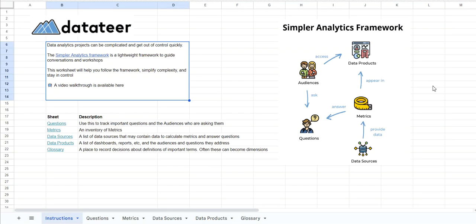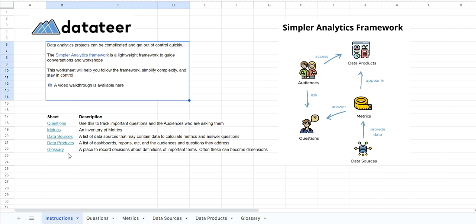Data analytics projects can get complicated and messy and out of control. The Simpler Analytics Framework is a guide to help you stay in control and simplify all of your conversations, requirements gathering, and anytime you need to communicate about your analytics efforts. This worksheet and the walkthrough today is to help you stick to the framework and keep things simple.